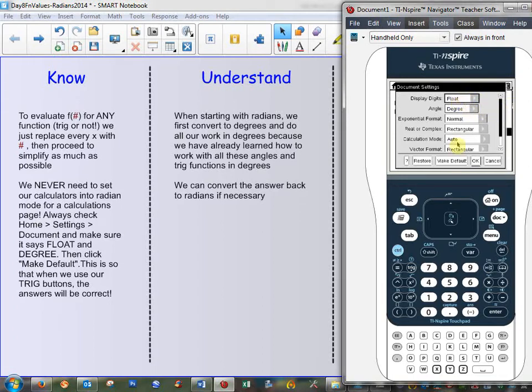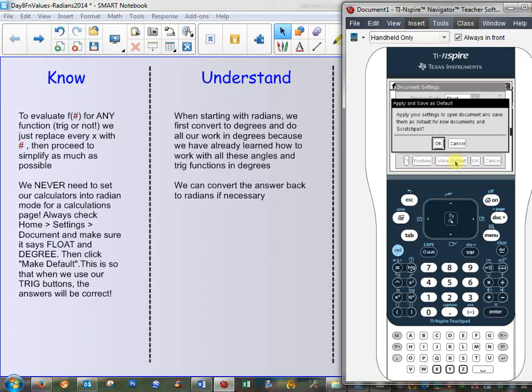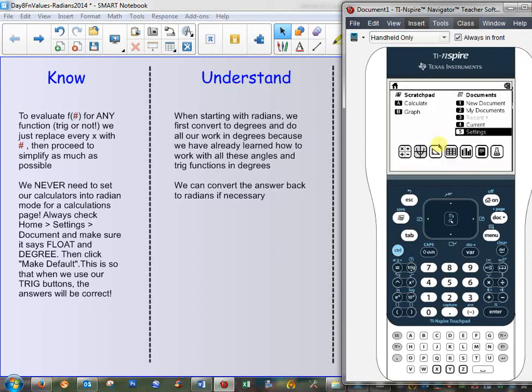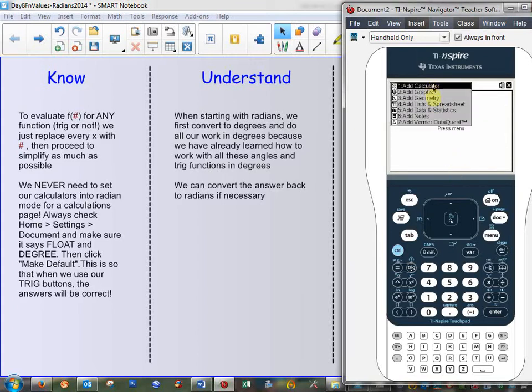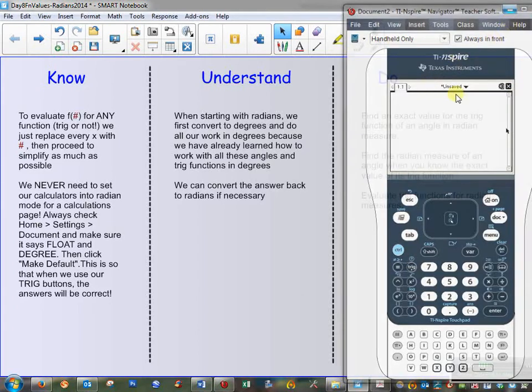So if it says float, it says degree, come on down and click on make default. Say OK, and now for the rest of your class period, for the rest of your test, you'll be sure that you're working with the proper settings in that calculator. I'll just go to a new document and bring up a calculator page should we need it a little bit later.